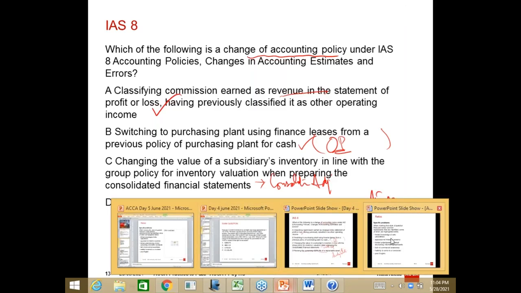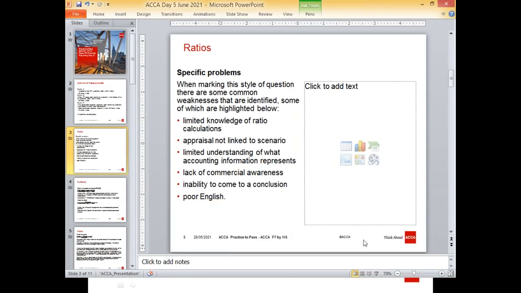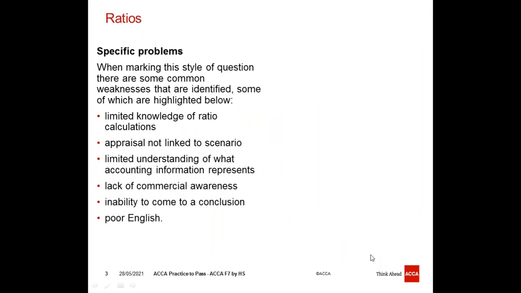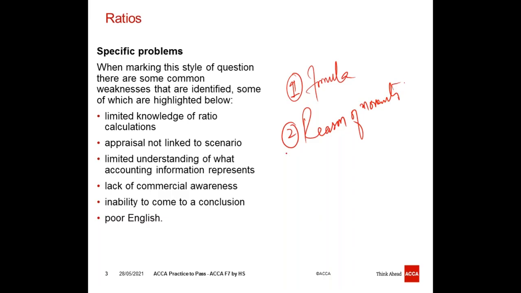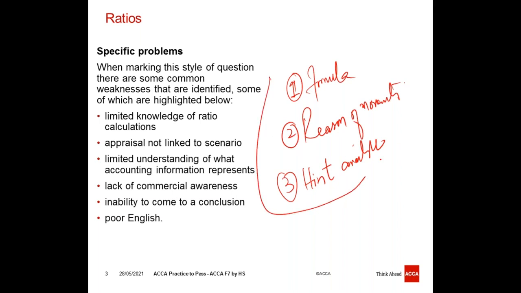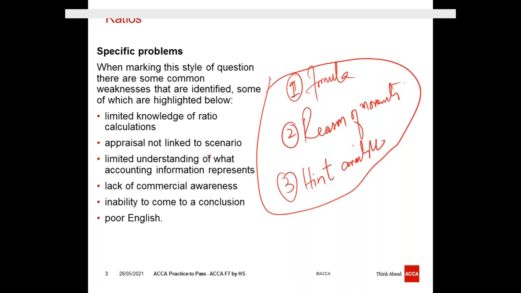So now moving towards the topic that is related to ratios. In a ratios question, you need to develop 3 skills. The first one is you should know the formula for the ratios. You should know the reason for the movements. And the third one is you need to incorporate the hint which is available in the question. So these are the 3 skills. If you develop these 3 skills, you will get 100% marks.